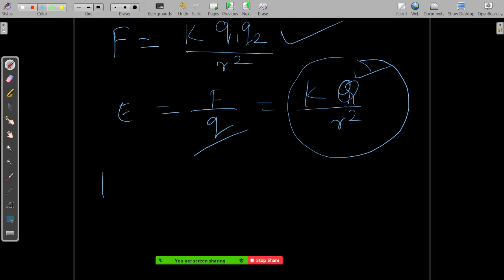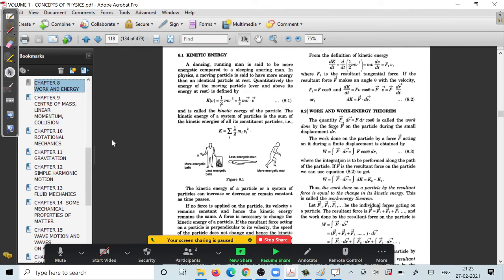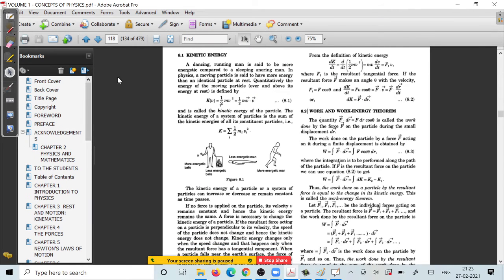What's the value of k? k is your 1 by 4 pi epsilon naught. Now I'll just replace that with the numerical value. It is something like 8.85 into... just hold on, let me open the PDF. It is something 8.85 into 10 to the power 9, no? I think 9 into 10 to the power 9 it is.